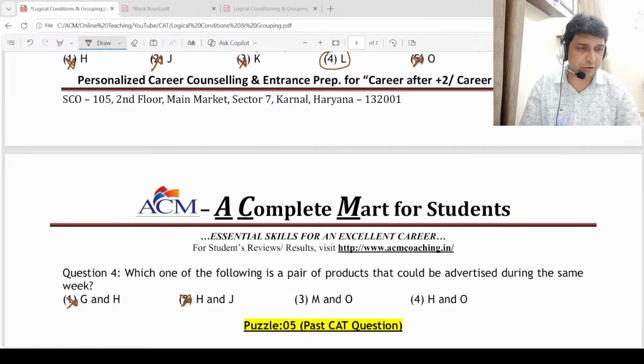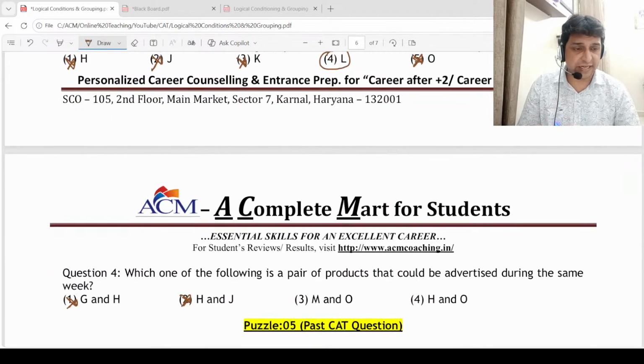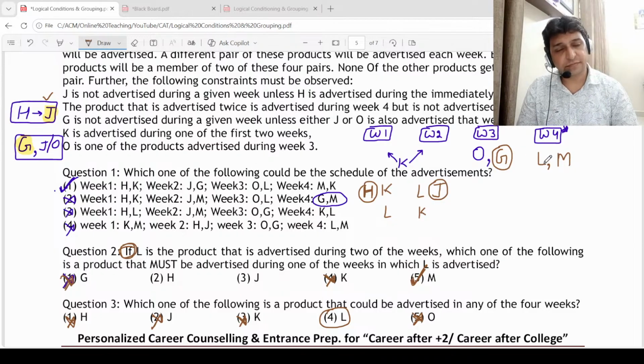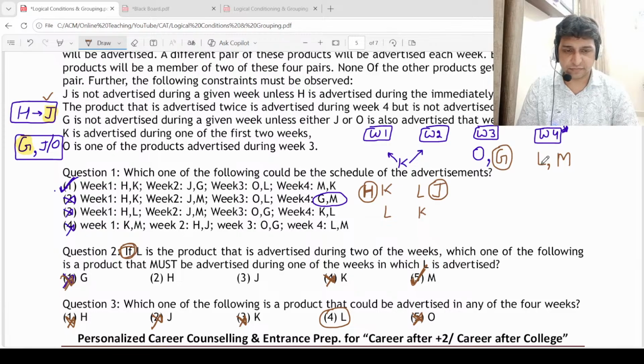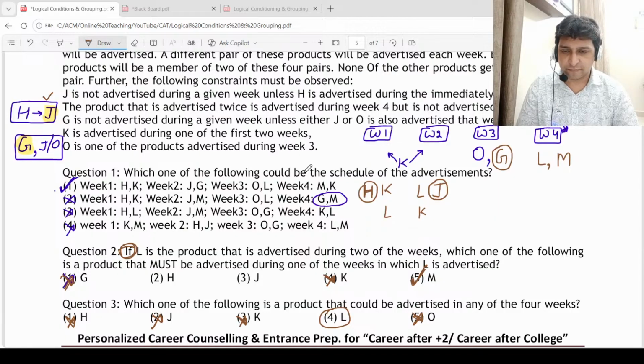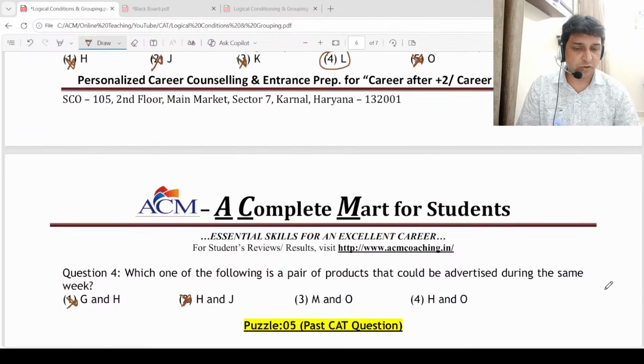Now M and O and H and O. Now let's see that. If H, O is here, then J can be here. So that is an option. And the last one we have M and O. Now if G gets with J, then M can get with O. So that is also right. That is also possible. So both of them are possible.